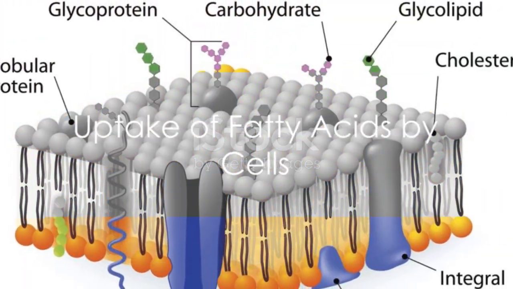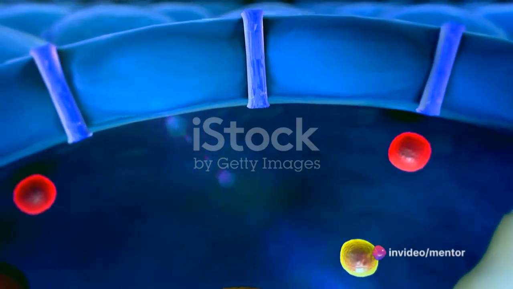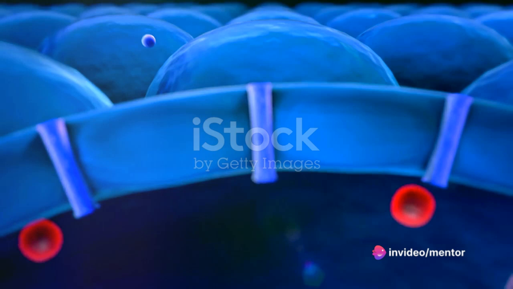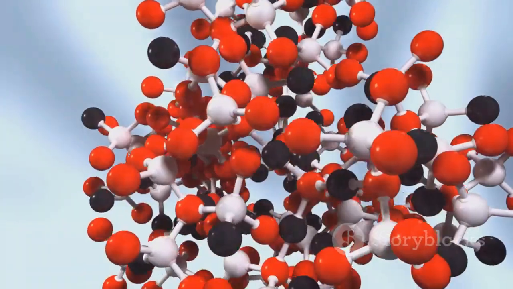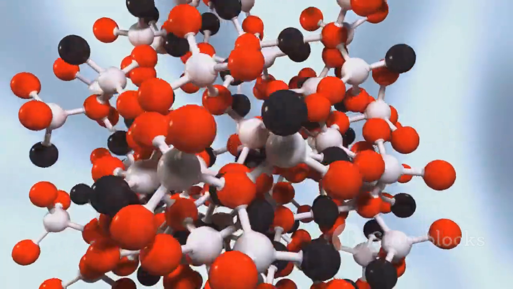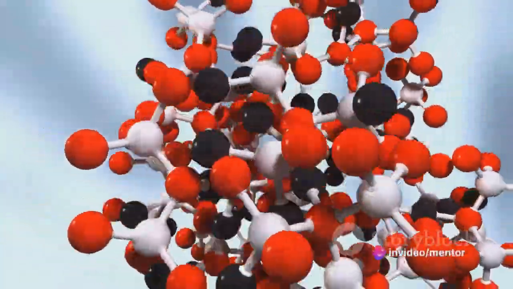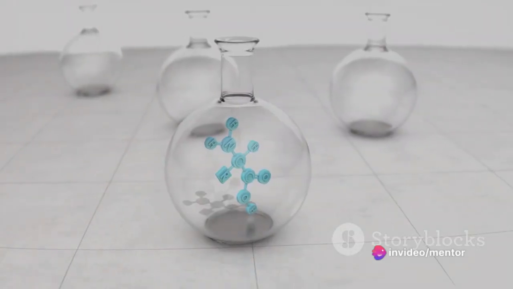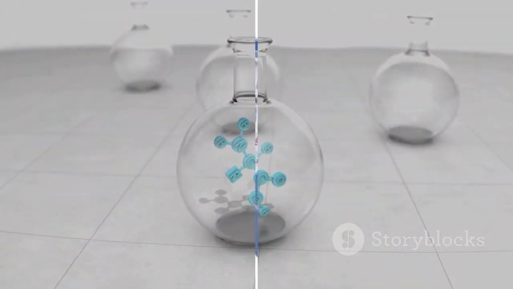The next step is the uptake of fatty acids by cells. These fatty acids enter cells, especially muscle and liver cells, through specific transporters located in the cell membrane. Once inside the cell, the fatty acids are activated by attaching a coenzyme A, or CoA, to their carboxyl end. This forms fatty acyl-CoA. This activation requires ATP and is catalyzed by an enzyme called fatty acyl-CoA synthetase.